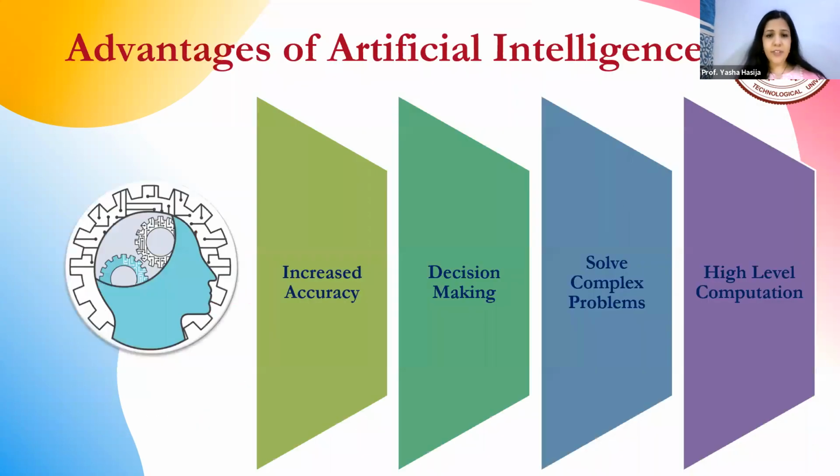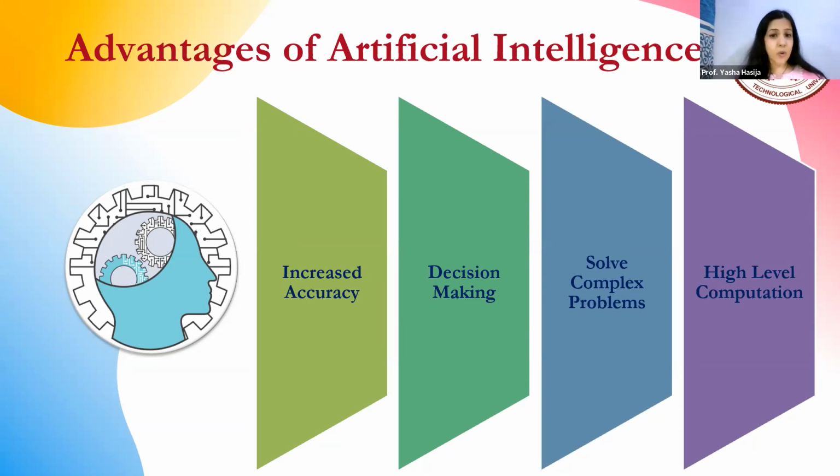These are some of the advantages of artificial intelligence, of which I've listed four here. It gives predictions with an increased level of accuracy. It also helps us in decision-making processes. It helps solve complex problems. And lastly, it performs high-level computations that may take days for a human to solve. So that is the main advantage of using AI.